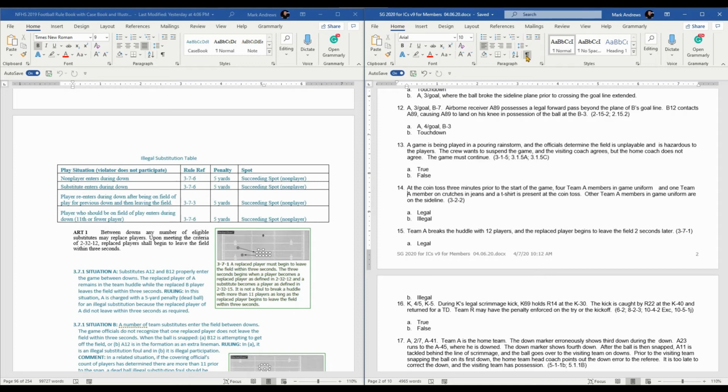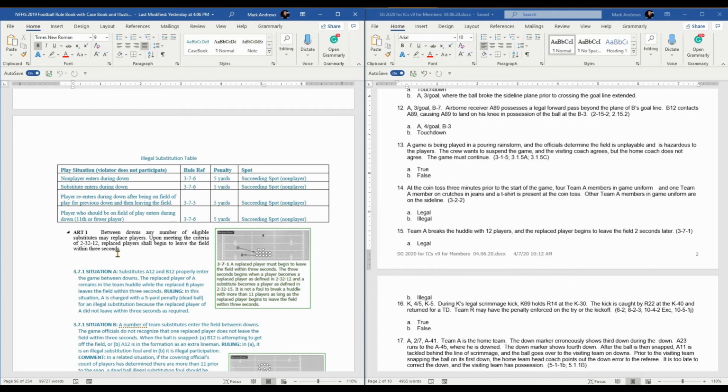Legal or illegal? So if we go to the rule reference, 3-7-1, it's right here. Between downs, any number of eligible substitutes may replace players upon meeting the criteria of 2-32-12. Replaced players shall begin to leave the field within 3 seconds. So this will happen occasionally where a player comes in late. The replaced player doesn't realize he's being replaced. They break the huddle, and then he's told to get off, and he runs off the field.